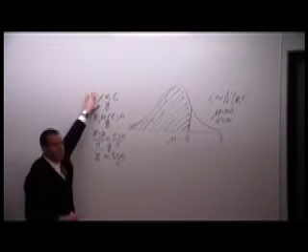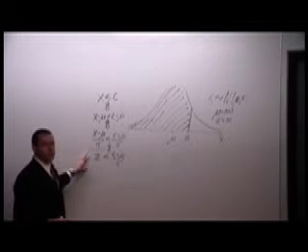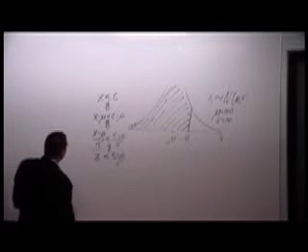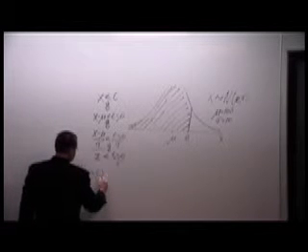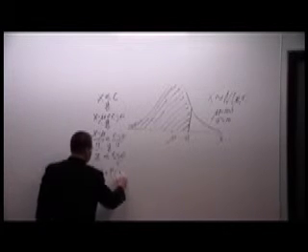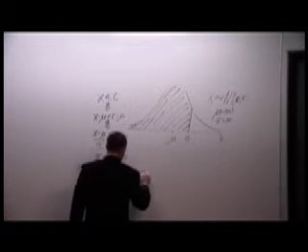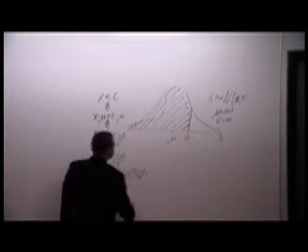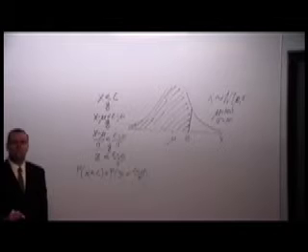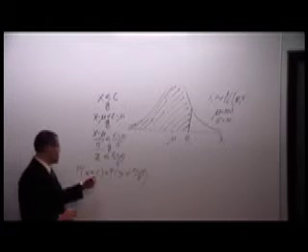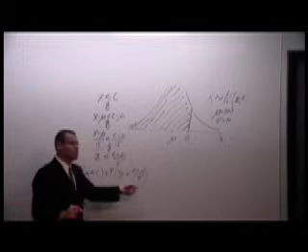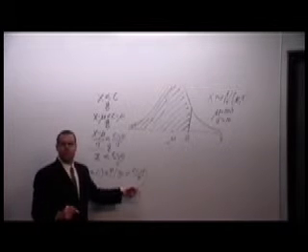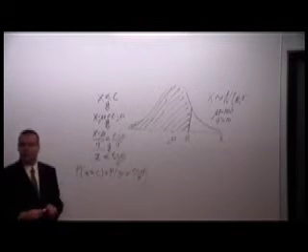If this statement is true, then this statement is true. And so therefore, the probability that x is less than c is equal to the probability that z is less than c minus mu over sigma. Right? Because these two events are identical. If this is true, then this is true. Yes? Any questions on that?